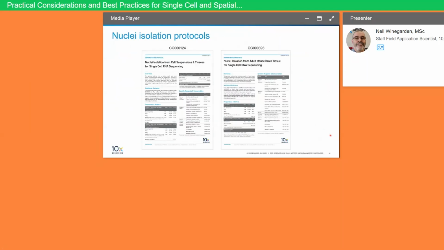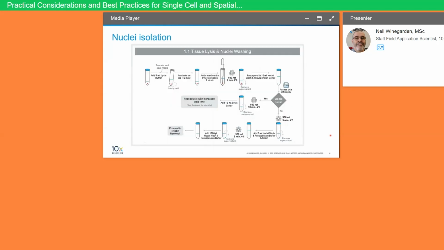Once more, our website has a number of demonstrated protocols for the isolation of nuclei for single nuclei sequencing, depending on the starting tissue type. We have guides working from tissue culture or suspension cells, easy to dissociate tissues, or more complex or frozen tissues. The overall process is relatively straightforward, and there's no requirement for dissociation of cells before nuclei isolation. Nuclei can be isolated directly either from fresh or frozen tissue.